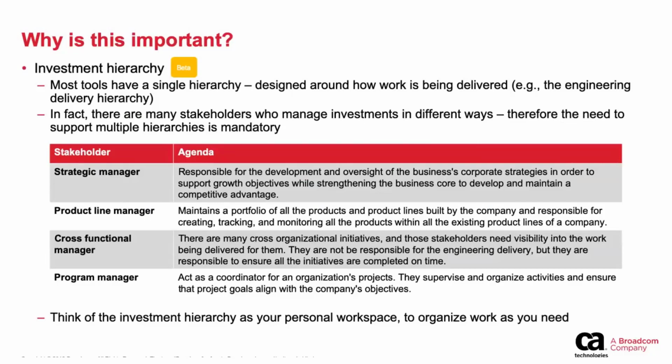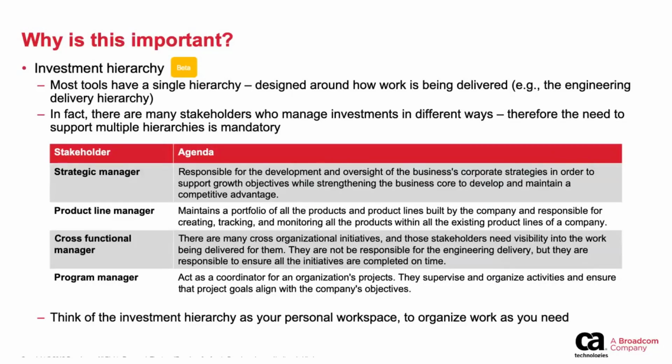Secondly, we have the product line manager. Their job, as you can expect, is to manage a portfolio of products. They also want to be able to create, track, and monitor the performance of those products within that product line across the company. Then a cross-functional manager, somebody who's managing an initiative that cuts across the organization. They may not be responsible for the delivery per se, but they want to make sure that all of these supporting initiatives are completed on time.